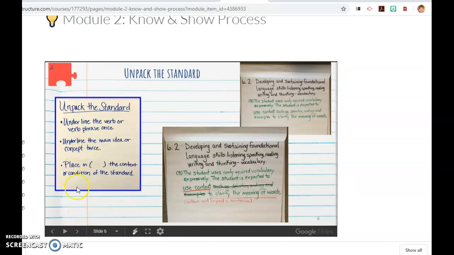If you notice, I have here my anchor chart that outlines those steps for me. And here I have the standard. And in the second photo, I have done just that. I've underlined the verb to use context, the main idea or concept to clarify the meaning of words. And if you notice, I've added in the phrase within and beyond a sentence to provide for us the context or condition. This is not included in the 6th grade standard. It is implied. If you look at the vertical alignment document, it will show you this phrase is included as early as 2nd grade.